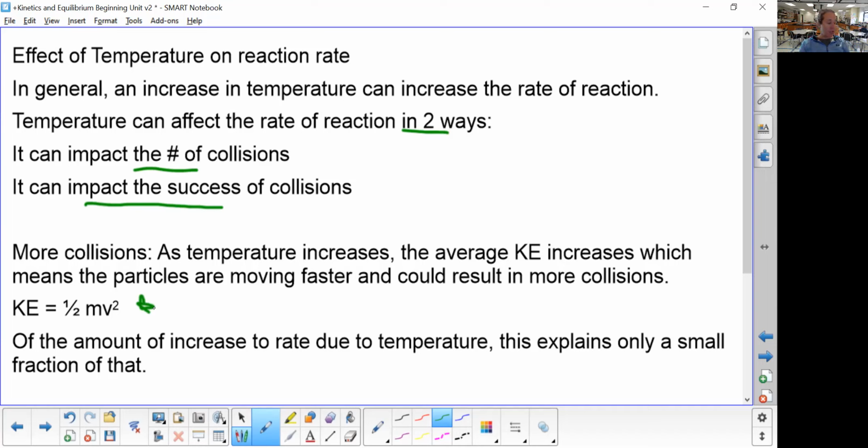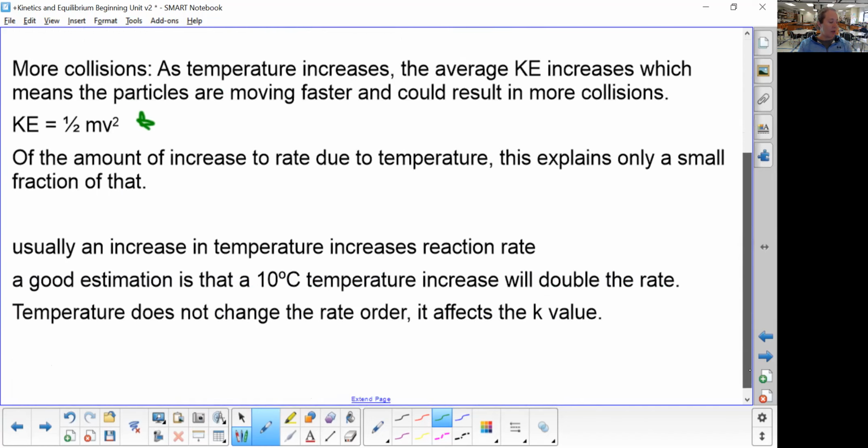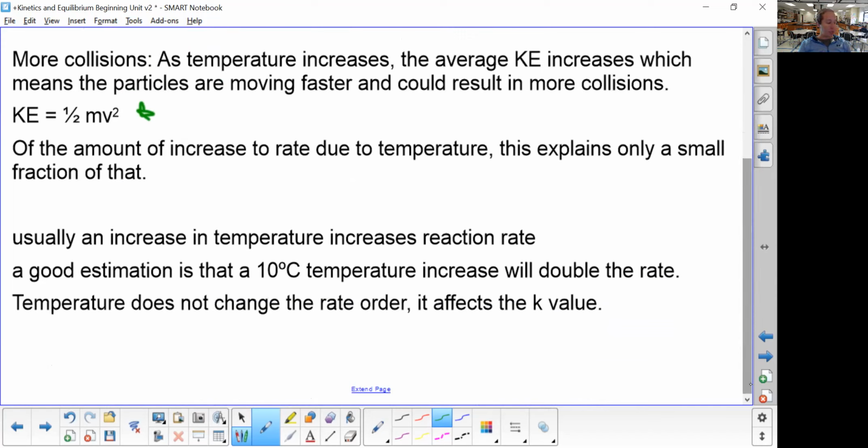Increasing the number of collisions to increase the rate does only explain a small fraction, as you kind of saw in the virtual experiences that you've had. So in general, we usually say an increase in temperature does increase the rate, but to estimate it, usually a 10-degree temperature increase will double the rate. So going from 298 Kelvin to 308 Kelvin usually increases the rate. And basically it's not linear.